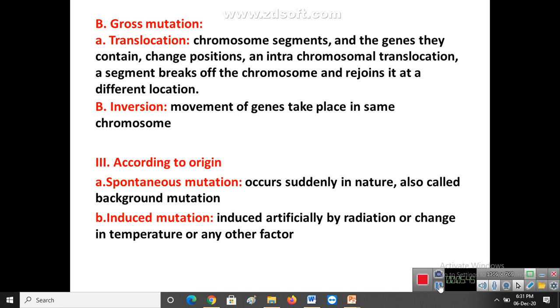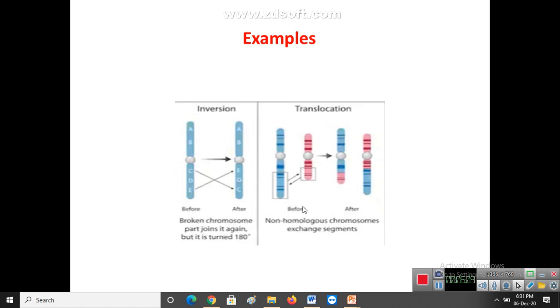In the case of translocation, the movement of a gene takes place to a non-homologous chromosome. The chromosome segment and their genes change position. So in an intrachromosomal translocation, a segment breaks off the chromosome and rejoins at a different location. You can see in this diagram of translocation, a gross mutation, two chromosomes, these two parts are translocated, as a result of which the condition of the chromosome changes after the translocation.